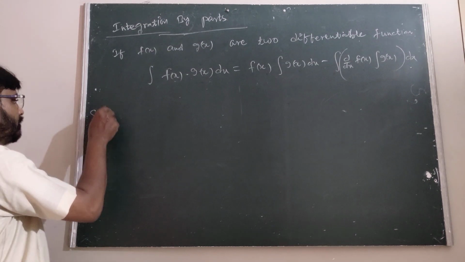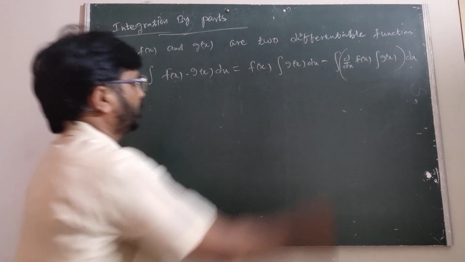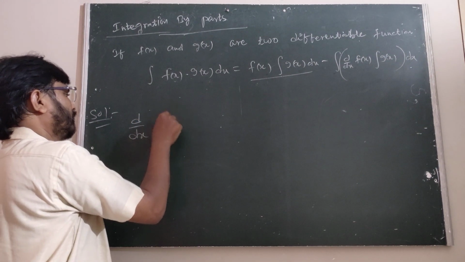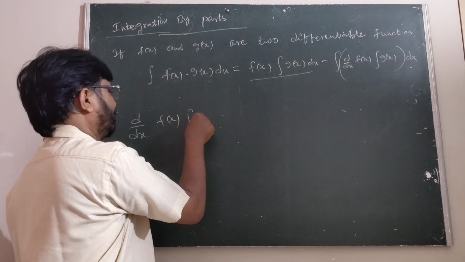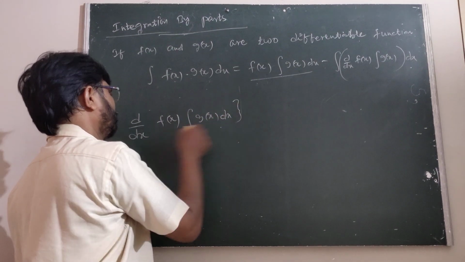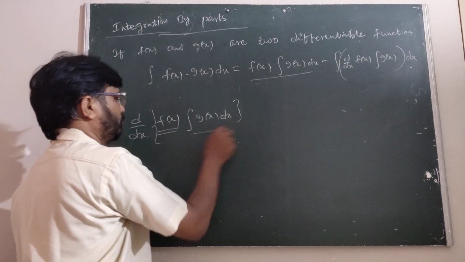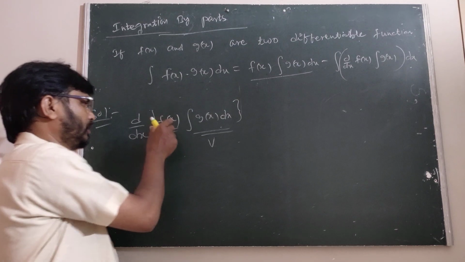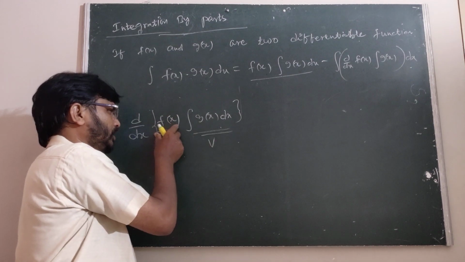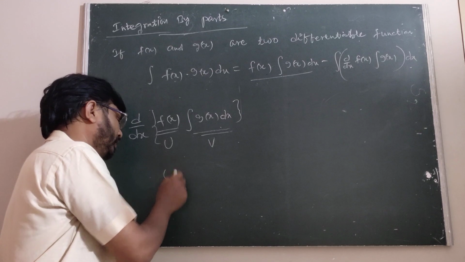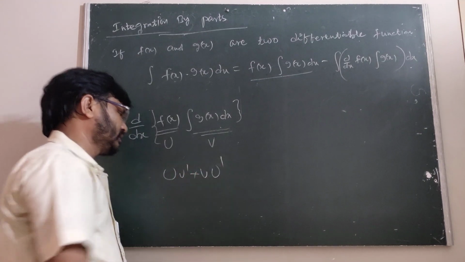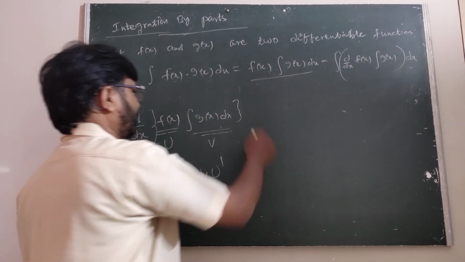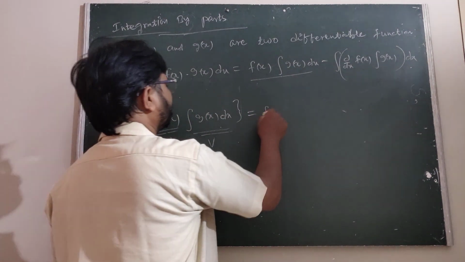We take the first one, this one. So how to find this? The d by dx of f(x) times the integral of g(x) dx. Is it clear? This is compared with u, and this is v. The first one is u, the second one is v. What is the derivative of uv? uv' plus vu'. Is it okay? u into v' plus v into u'.